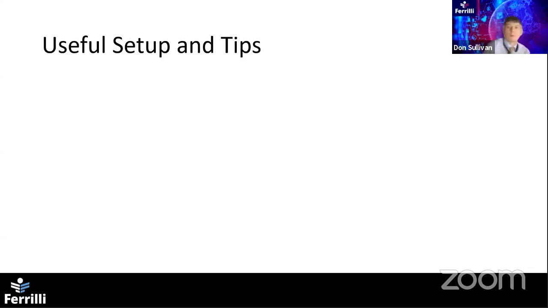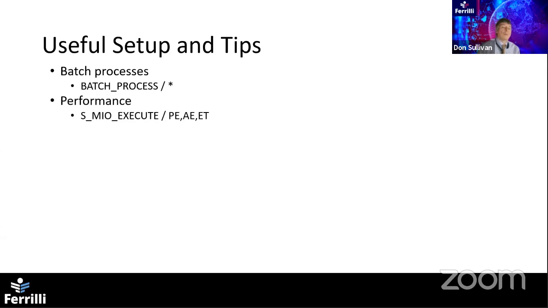That's a good one. So with batch processes, what is recommended is to just use the batch process and then an asterisk. So you're going to see everything. Of course, you can change that around and play with it based on some of the other service codes. But usually when I do it, I just do an asterisk for a batch process. If you want to see the performance of your process, you're going to use these performance request sets, the PE, AE, and ET.